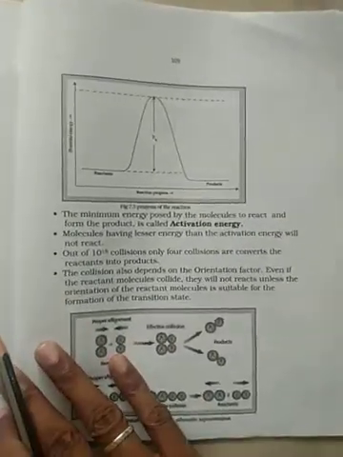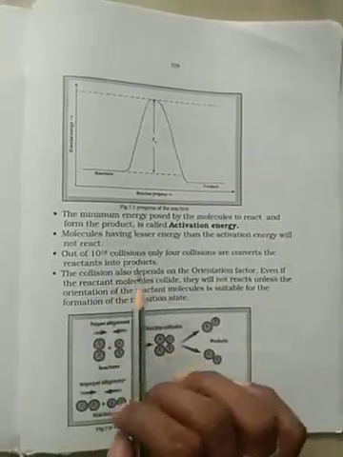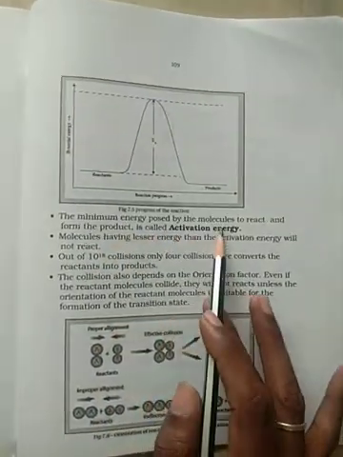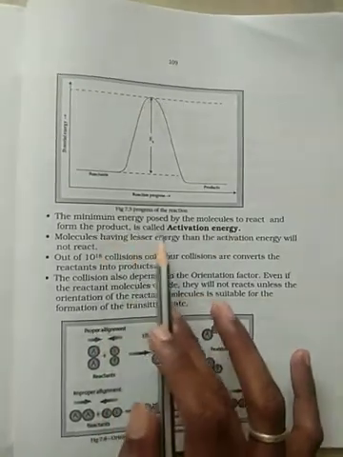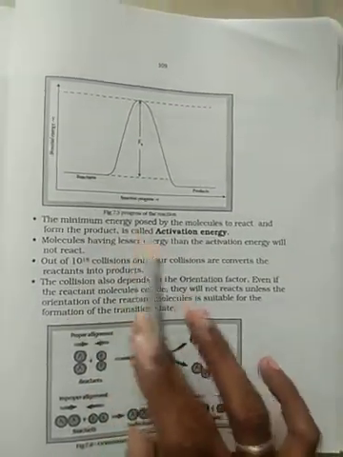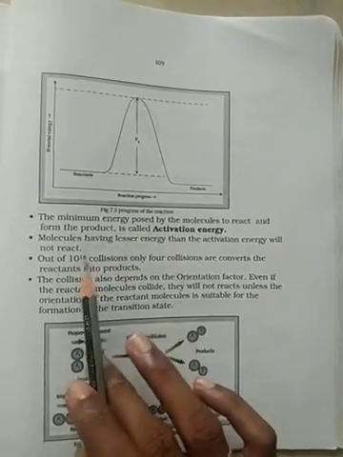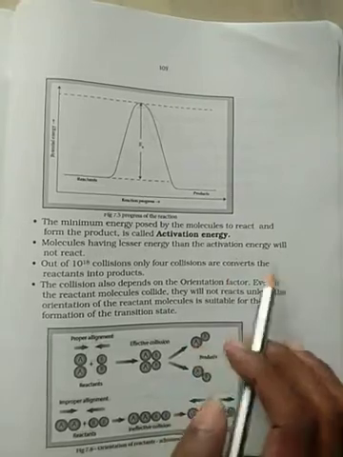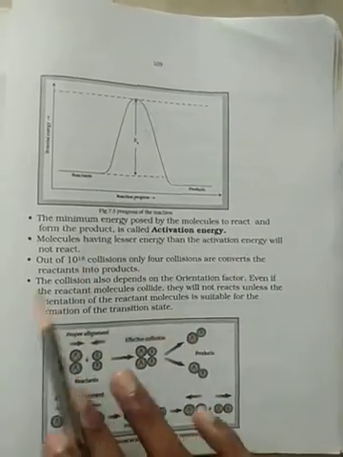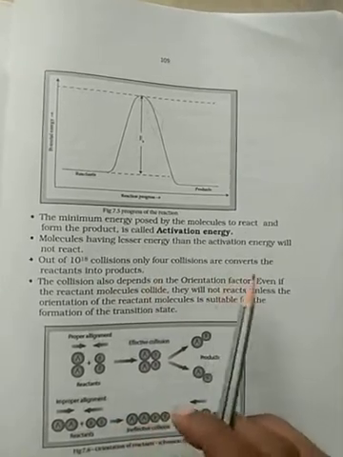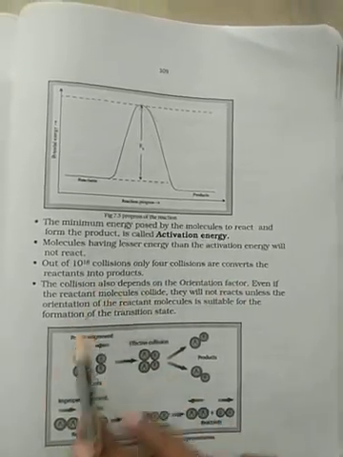So these are the two possibilities of bimolecular reactions. The activation energy is the minimum energy required by the molecules to react and form the product. The minimum beginning energy is called activation energy. Molecules that have less energy than the activation energy will not react. Out of 10 power 18 collisions, only some convert the reactants to the product.